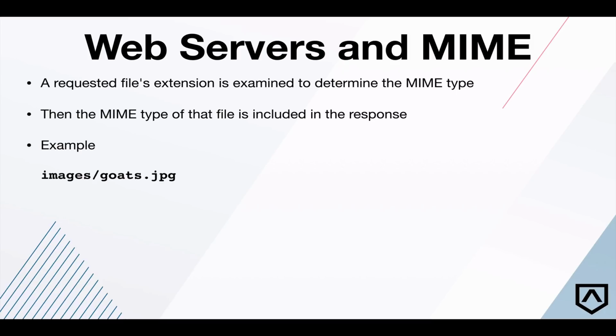So for example, if we have a file that we're requesting from a server, images/goats.jpg, because goats are awesome, the server will look at the file extension, .jpg, determine that's a JPEG file, and so therefore the MIME type for this must be image/jpeg. And so the content type header gets set in the response to image/jpeg, and then the goats.jpg data is sent back as a raw stream of bytes to be interpreted by the web browser.